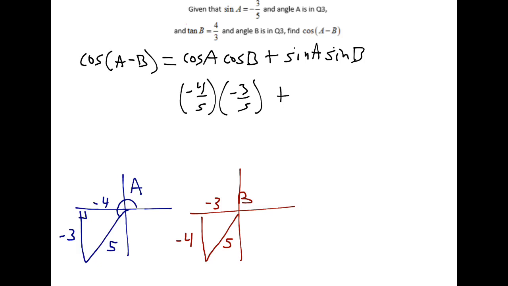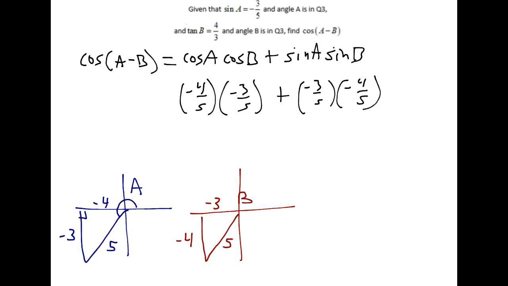What is the sine of A? Here's A. The sine of A is y over r. Sine of A is going to equal -3/5. And the sine of B, here's B. Sine of B is also y over r. In this case, we are going to get -4/5.